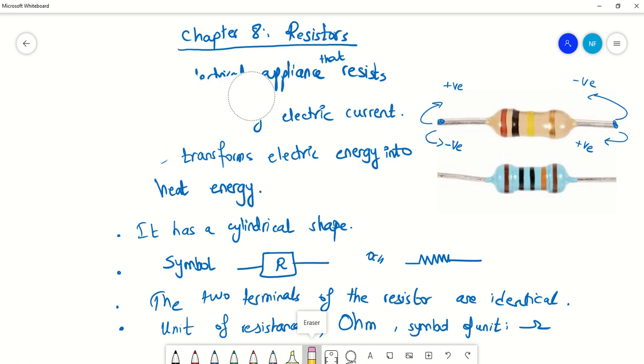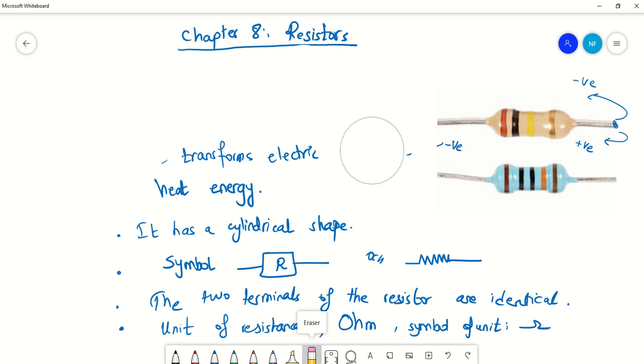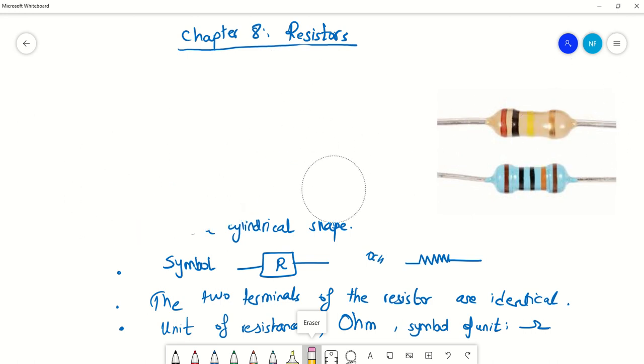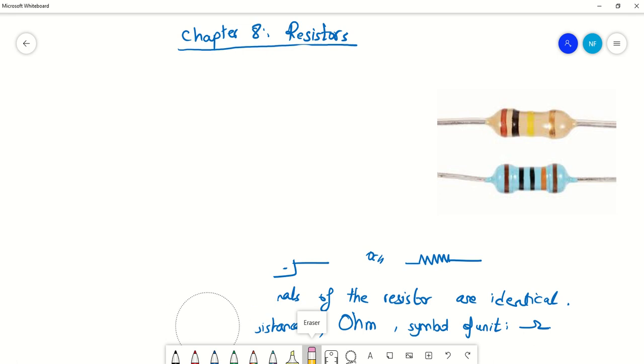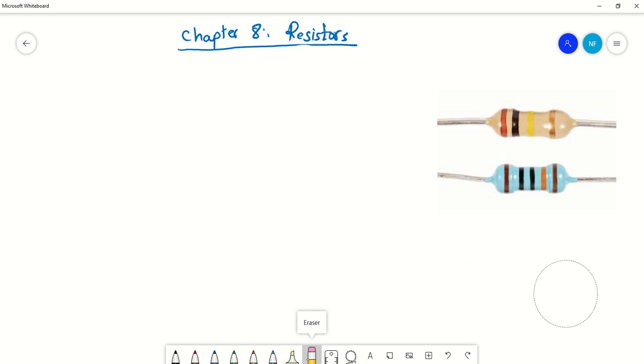As we always say, you can stop the video and copy the notes in your copybook. If you're copying some of the notes, just add the extra notes. Let's continue.